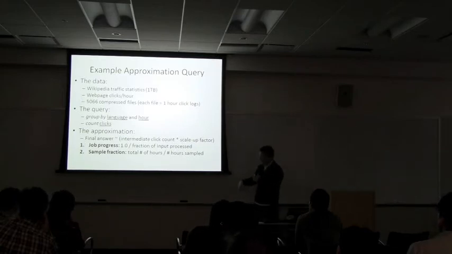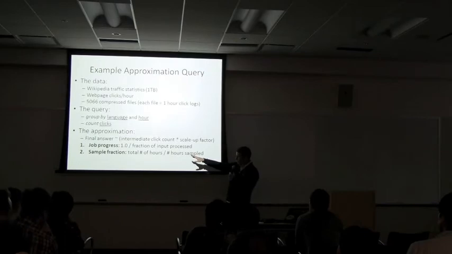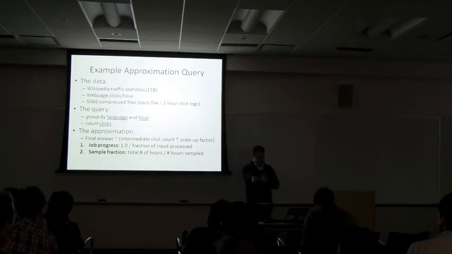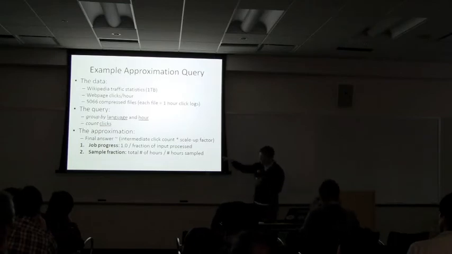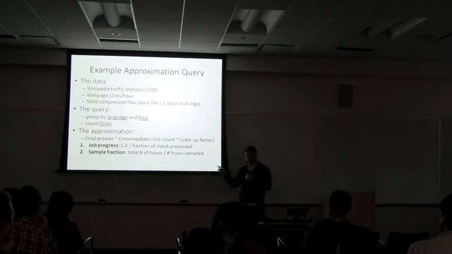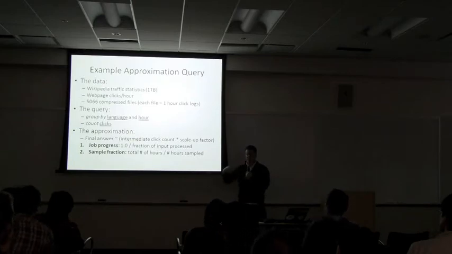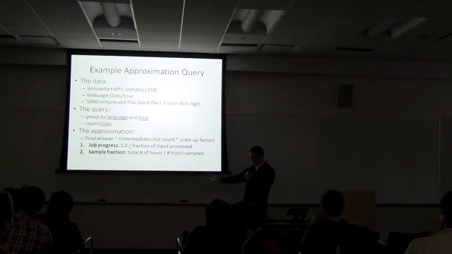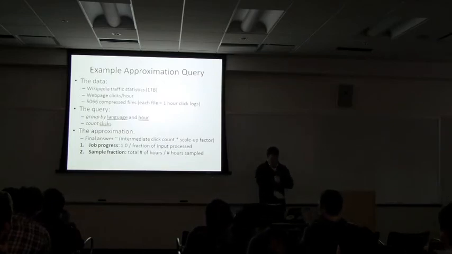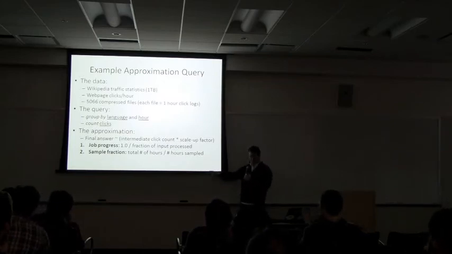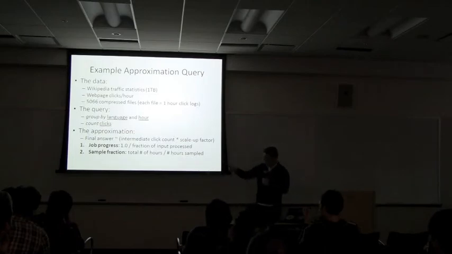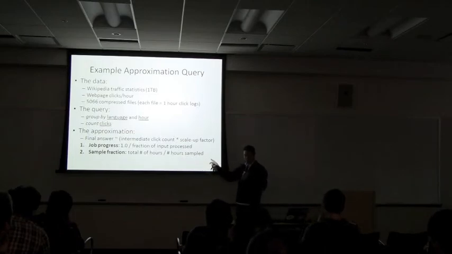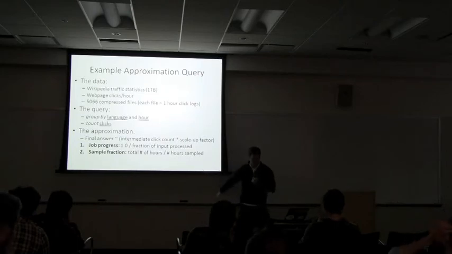And the approximation that we want to compute is we're going to approximate the final answer by taking that intermediate click count and scaling it up using 2 metrics. The first metric is the job progress. The job progress says how much of the input data we have processed so far. It's proportional to that, I should say. The second metric is what I'm calling sample fraction. And that is going to be the total number of hours divided by the number of hours we've sampled up to that point. How do I get these values?